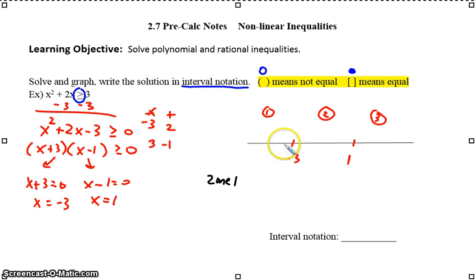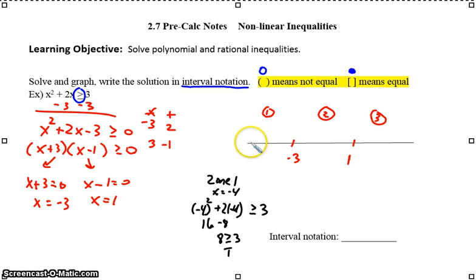So if I'm talking about zone 1, what is a number that I can pick that falls in this zone? Well, the easiest number to pick would be negative 4. So I'm going to set x equal to negative 4, plug it into my original equation, and see what I get. So negative 4 squared plus 2 times negative 4, is that greater than or equal to 3? 16 minus 8. Yeah, 8 is greater than or equal to 3. So that's true. So that means that all the numbers in that zone work, so I shade that zone.